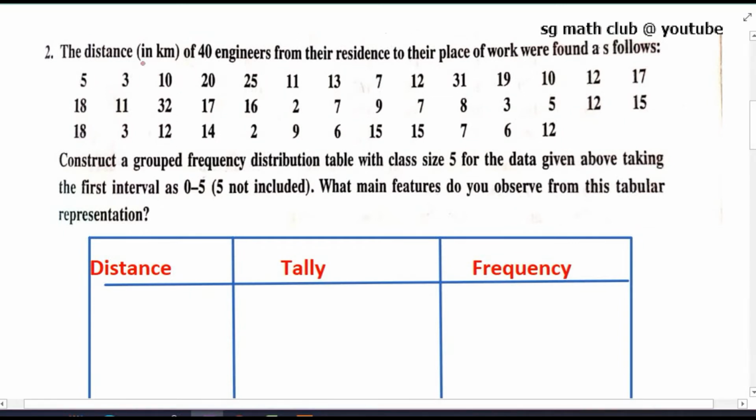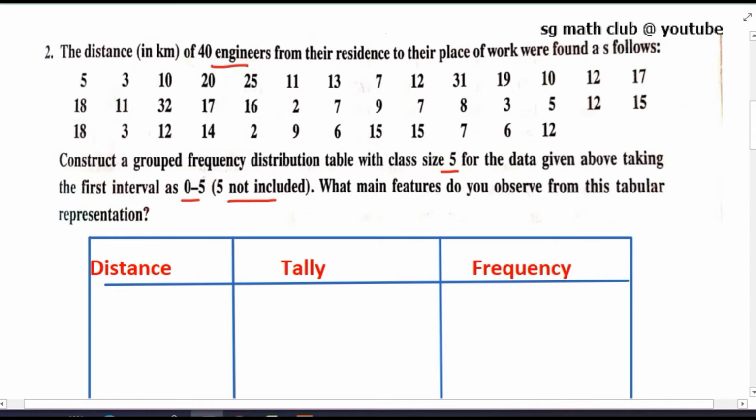Now the next question is: the distances in kilometers of 40 engineers from their residence to the place of work were found as follows: 5 km, 3 km, 10 km, etc. Construct a grouped frequency distribution table with class size 5 for the data given above, taking the first class interval as 0 to 5, where 5 is not included. What main features do you observe from this tabular representation?